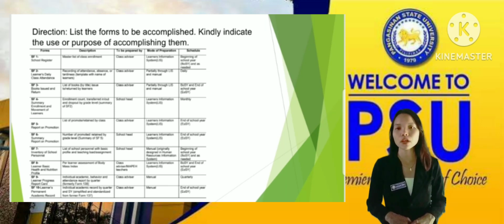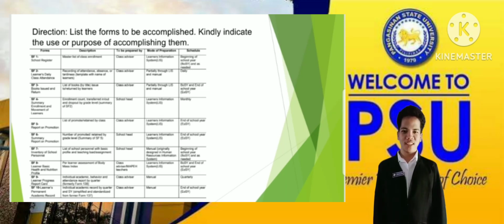FS3 form, books issued and returned. Description: list of books by title issued to and returned by learners, to be prepared by class advisors. Mode of preparation: partially through LIS and manual. Schedule: BOSY and end of school year, EOSY. FS4, summary of enrollment and movement of learners. Description: enrollment count, transferred in, out and drop out by grade level. Summary of FS2.